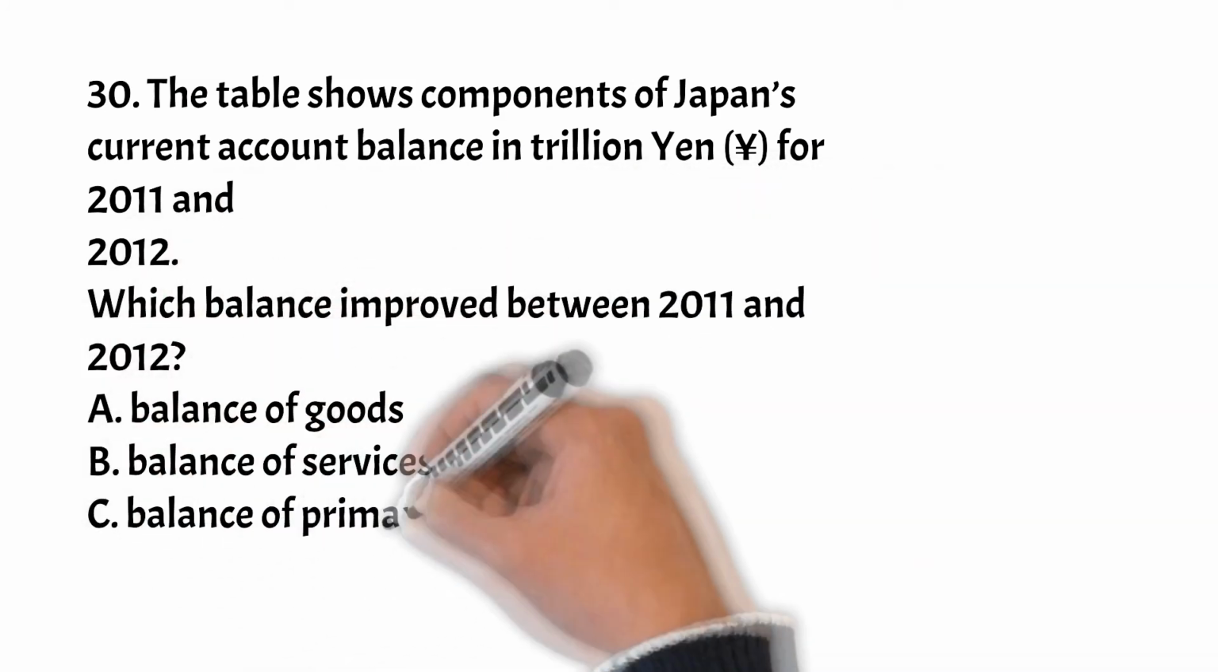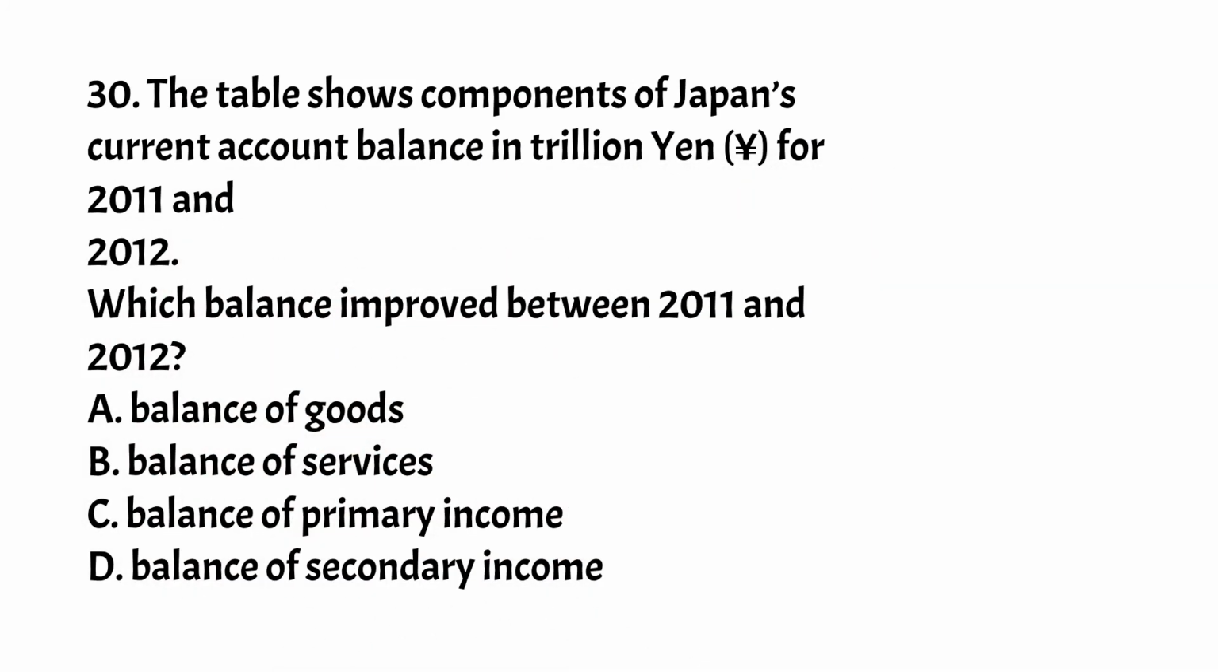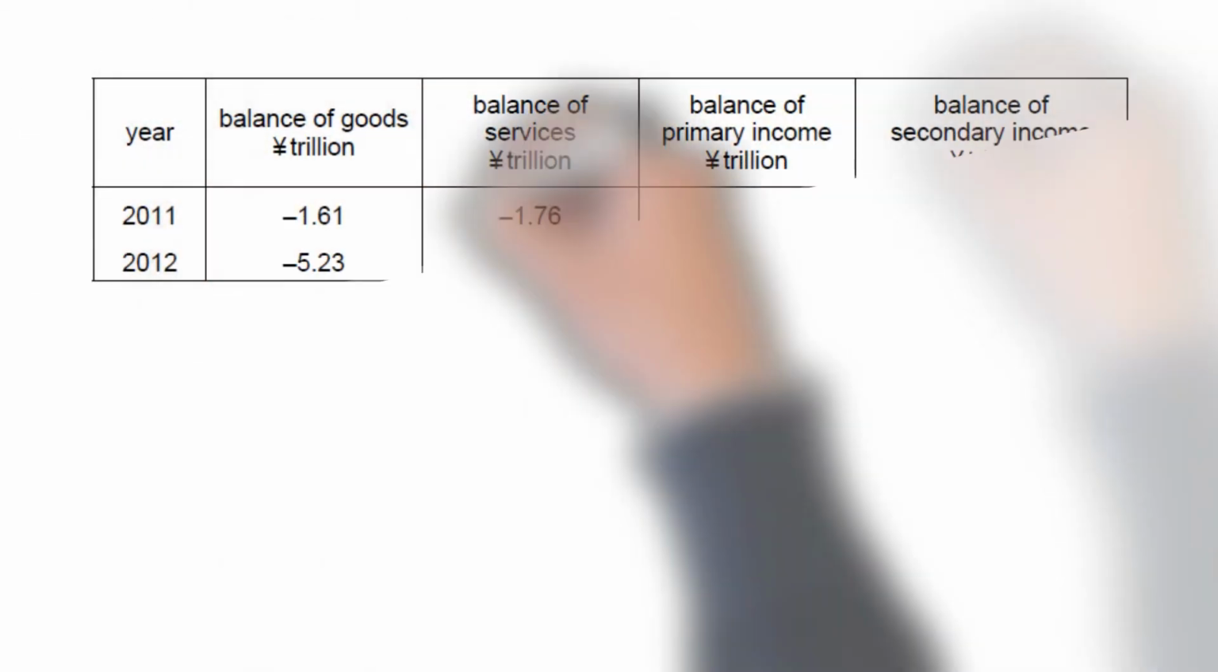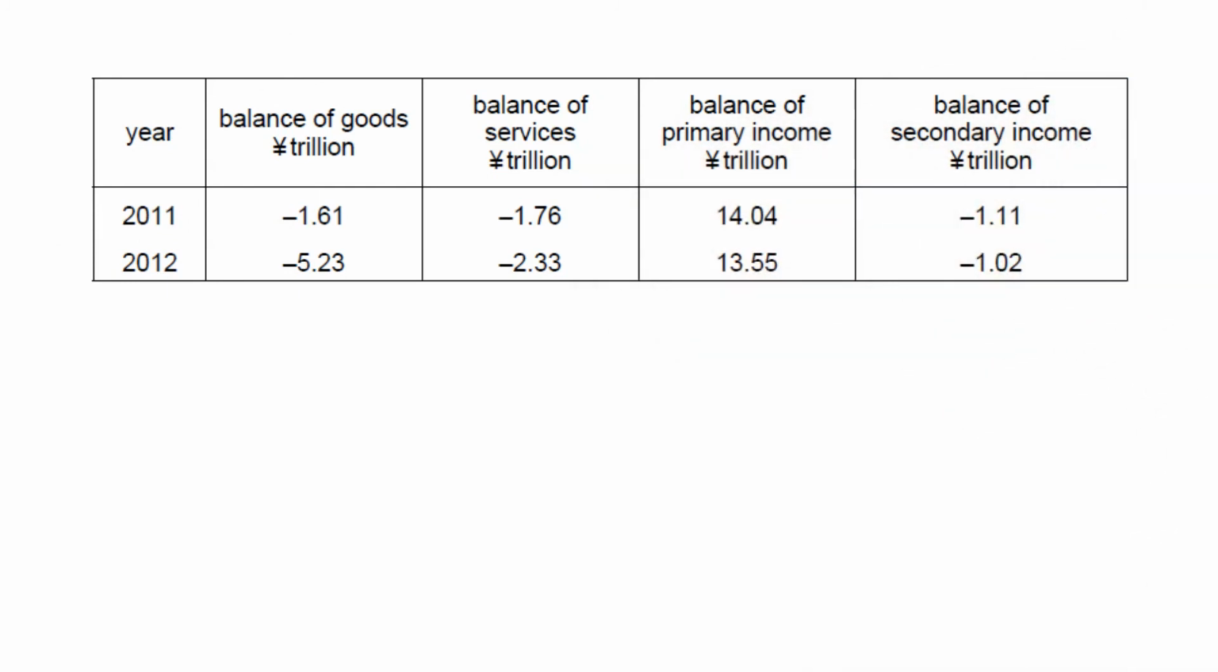Question 30. The table shows components of Japan's current account balance in trillion yen for 2011 and 2012. Which balance improved between 2011 and 2012? A. Balance of goods. B. Balance of services. C. Balance of primary income. D. Balance of secondary income. Looking at the table, there is only one column that has seen an improvement. That is D. Balance of secondary income.